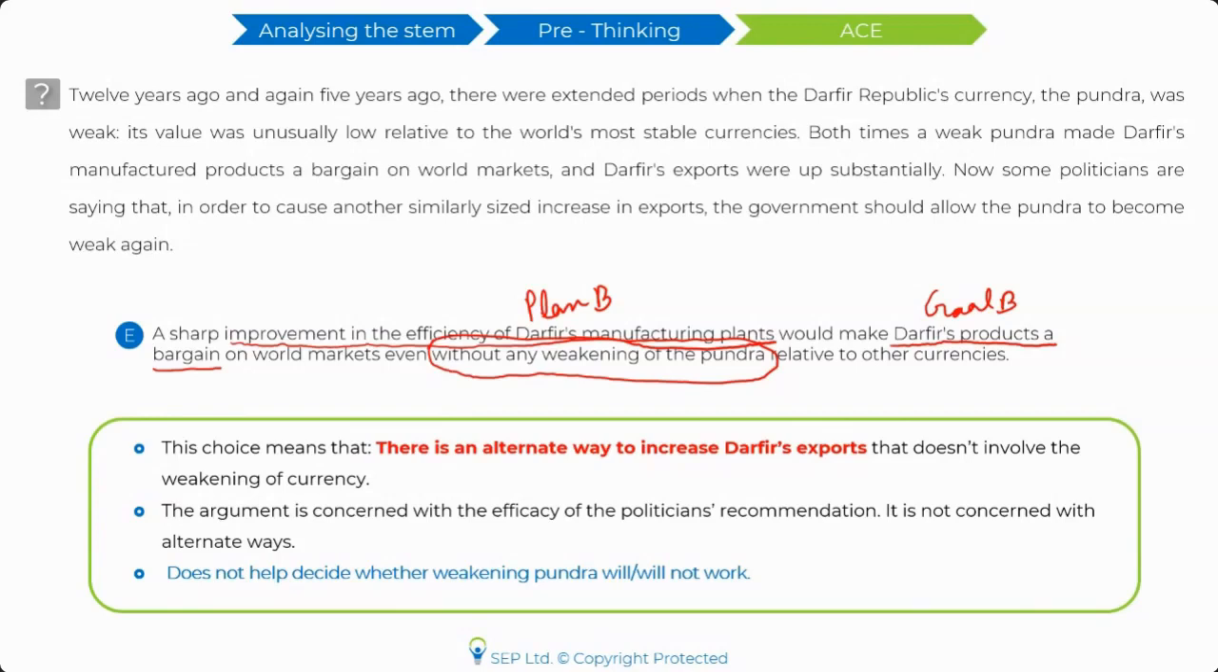All right, guys, so I think that's clear with this question. Let's now look at our next framework. So choice B, if you look at choice B, we applied that what happens during the execution stage. In the execution stage, Darfid is not able to increase its production, okay?